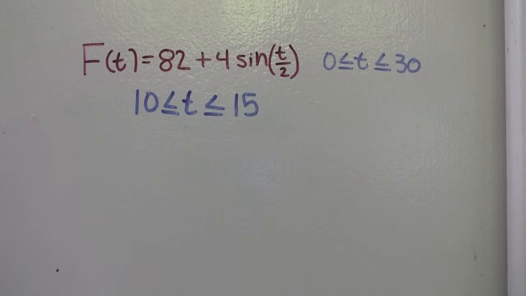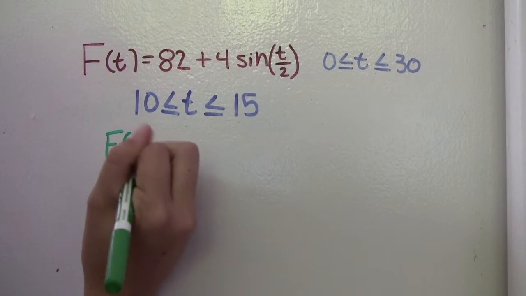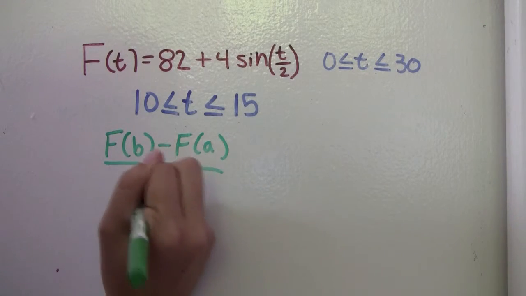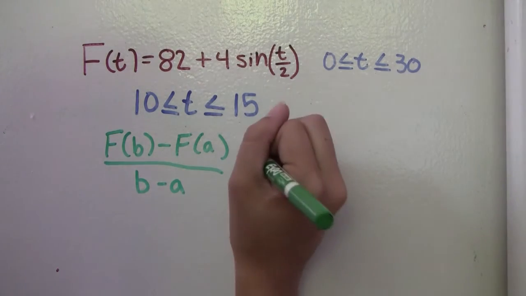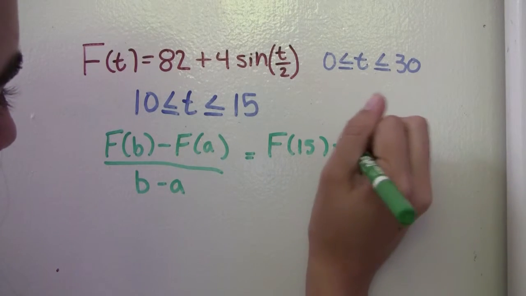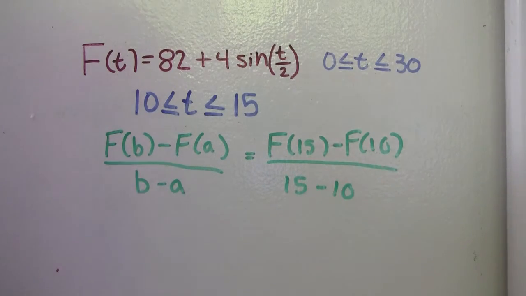Now we're going to move on to letter D. The question asks, what is the average rate of change of the traffic flow over the time interval 10 minutes to 15 minutes? Indicate units of measure. Since we're looking for the average rate of change, we can just use the formula f of b minus f of a all over b minus a. So we can plug that in as f of 15 minus f of 10 all over 15 minus 10.